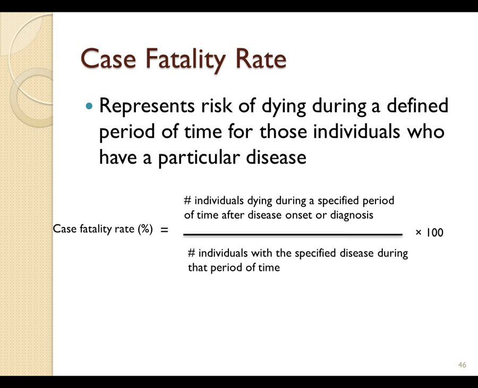The case fatality rate is more specific than the crude mortality rate. The case fatality rate is simply the number of people who die divided by all the people with the disease of interest during a specified time period.